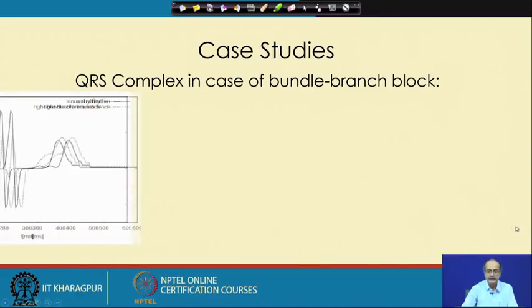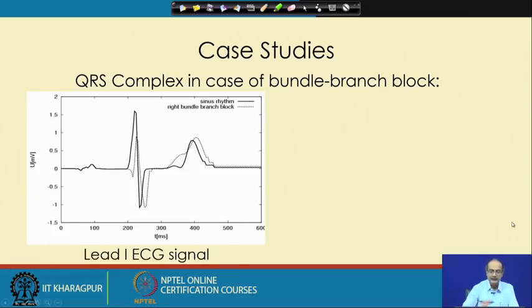Next, we see the change in the lead one signal. For lead one, we are showing that the normal signal is the solid line, and the dotted signal is in the case of a bundle block. We see that the QRS complex height has reduced because it is not synchronized, the spread has increased, and it has also affected the T wave.